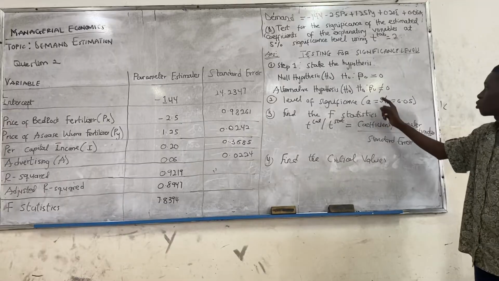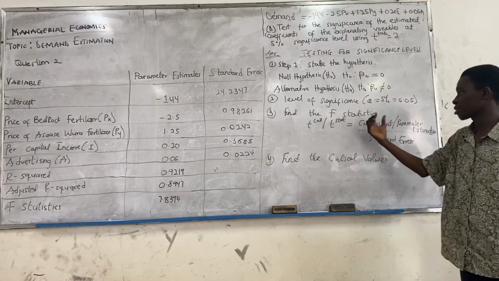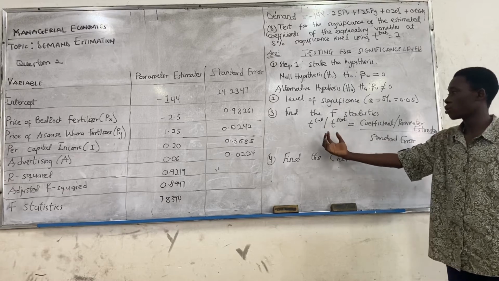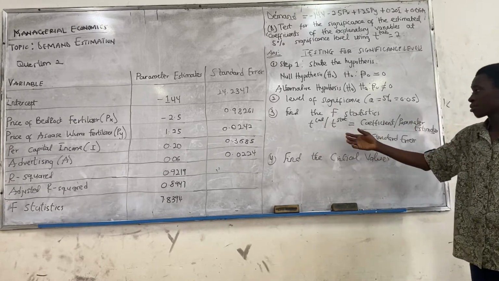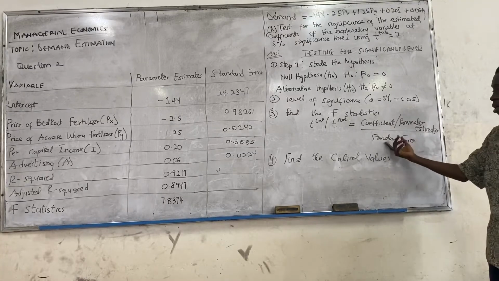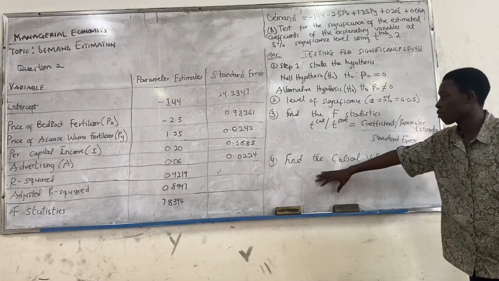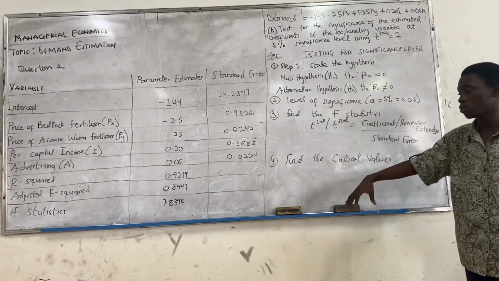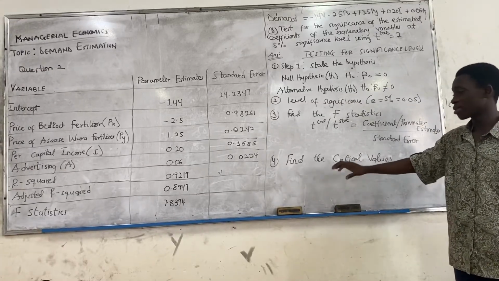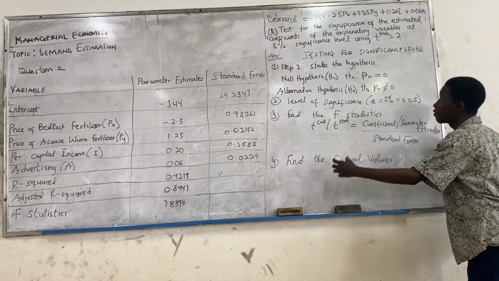Step 2, level of significance. We're given alpha as 5%, so 0.05. Step 3, find the T statistic, noted as your T calculated or your T stat, which is equal to your coefficient or parameter estimate over your standard error. Then find the critical values, where the level of significance is divided by 2, and also find the degree of freedom, which is n minus k minus 1.